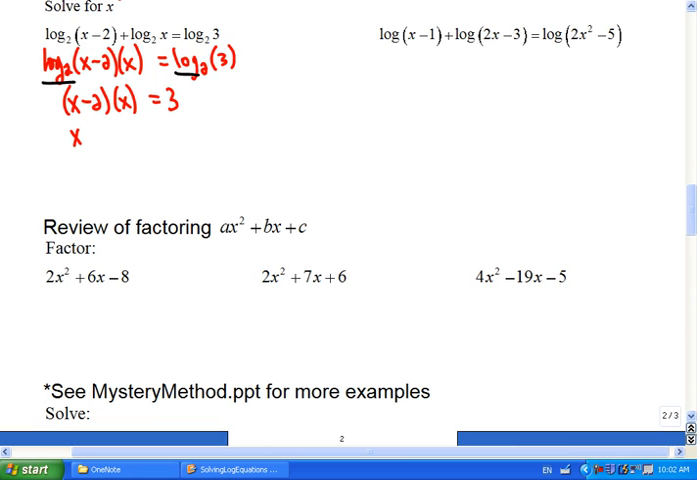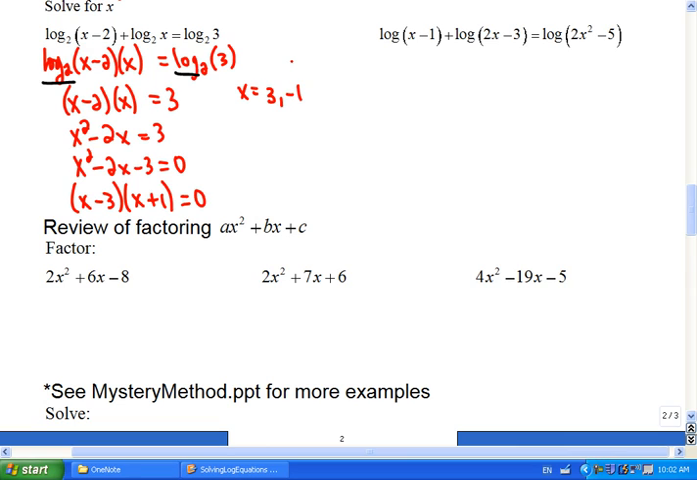So x squared minus 2x equals 3. X squared minus 2x minus 3 equals 0. So x minus 3 and x plus 1 equals 0. So my possible answers are x equals 3 and -1. And if I try 3 minus 2, yeah, that works. So 3 works. But if I try -1, it's not going to work in there. So the only answer I have here is x equals 3.